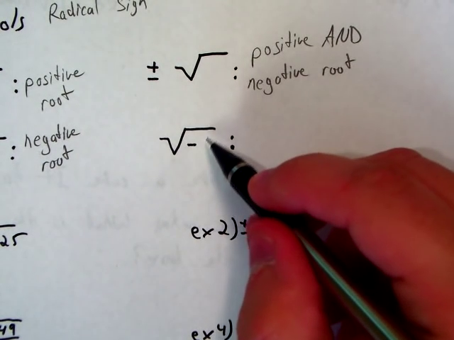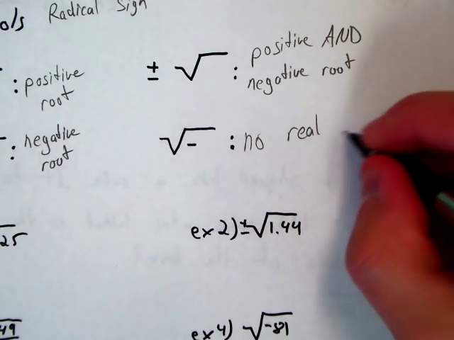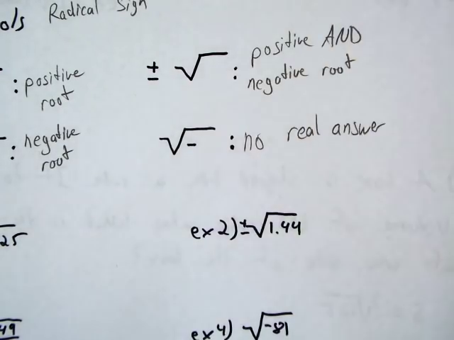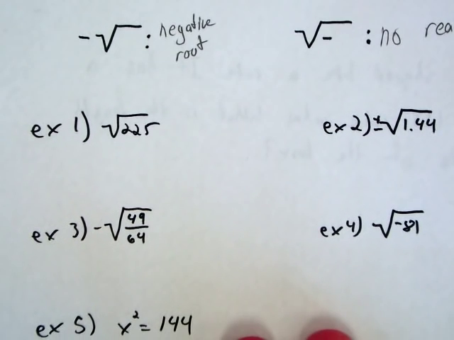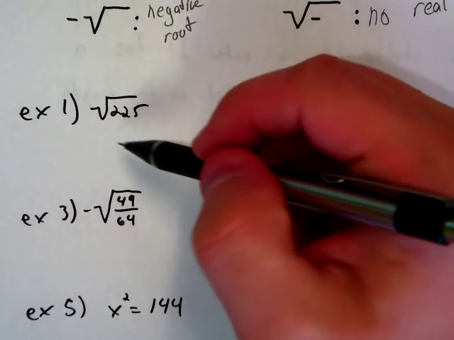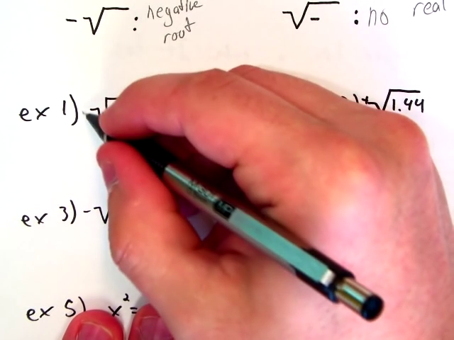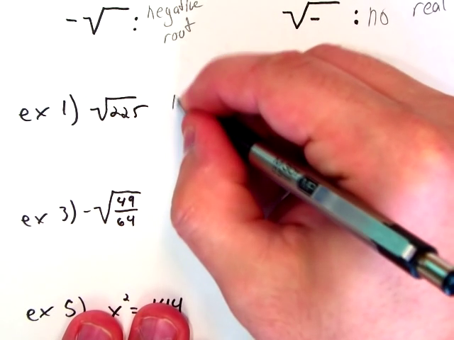And then if we have a square root of a negative number, this is no real answer. In fact, as you progress through different levels of mathematics, we will actually find out that this is a complex number or an imaginary number. But as of right now, it is no real answer. So, in your different activities here, you're going to have a sheet in Google Classroom, but the square root of 225, it's a positive root because there's no sign out front. This is 15.